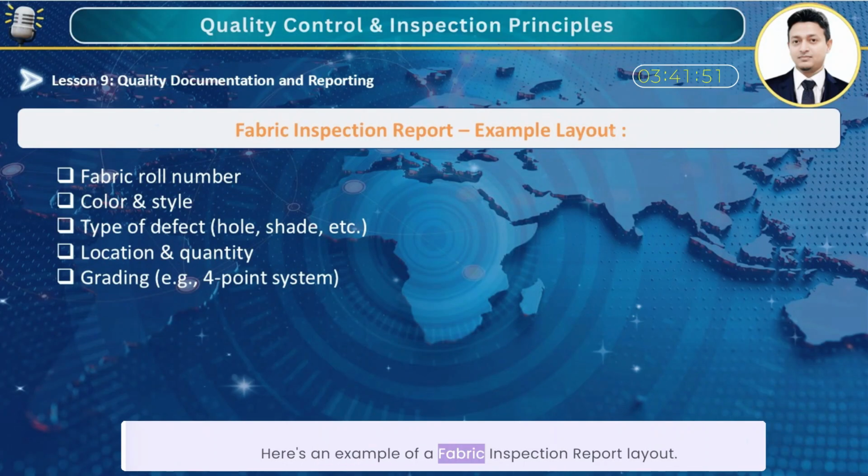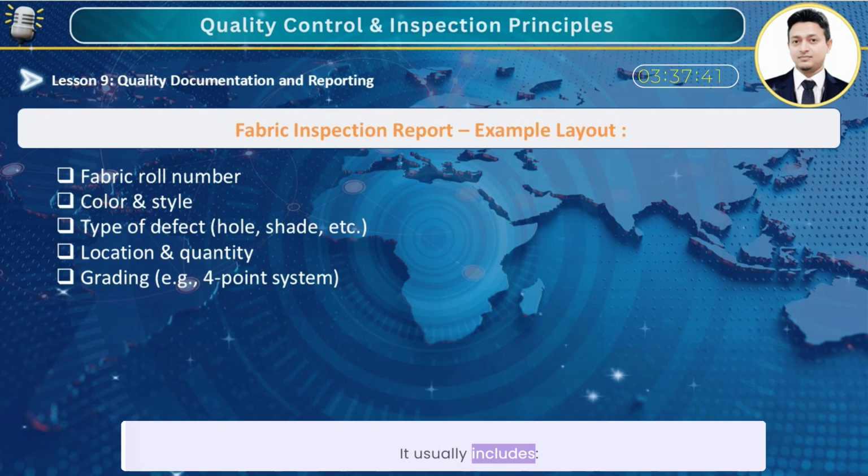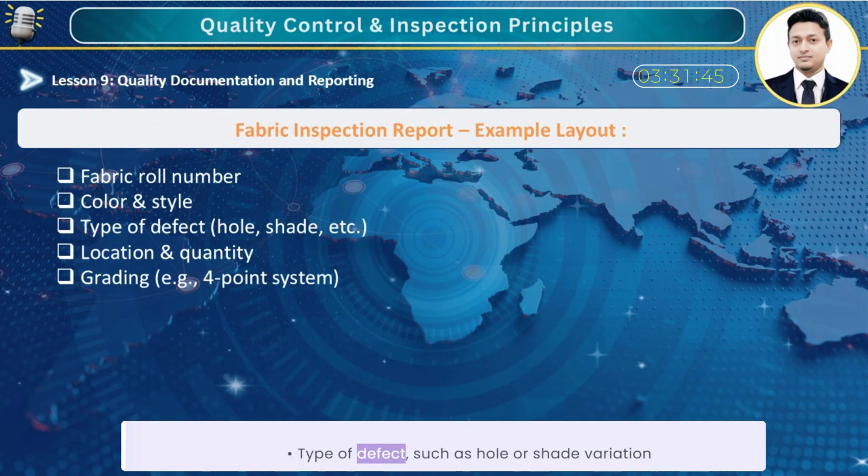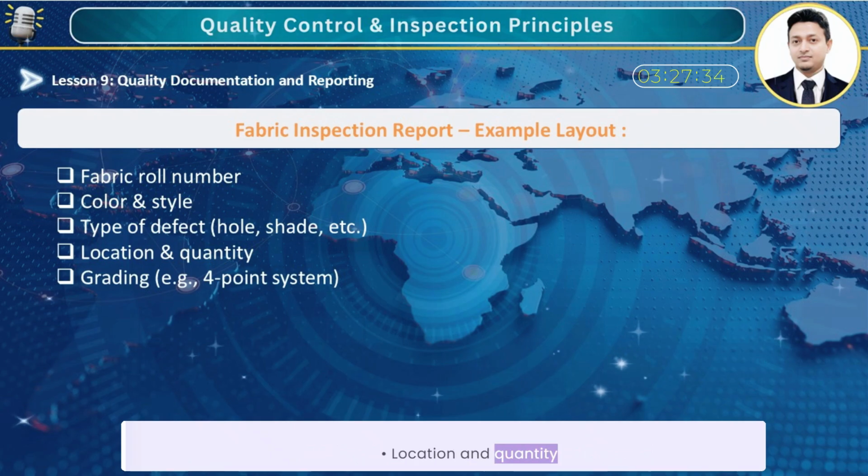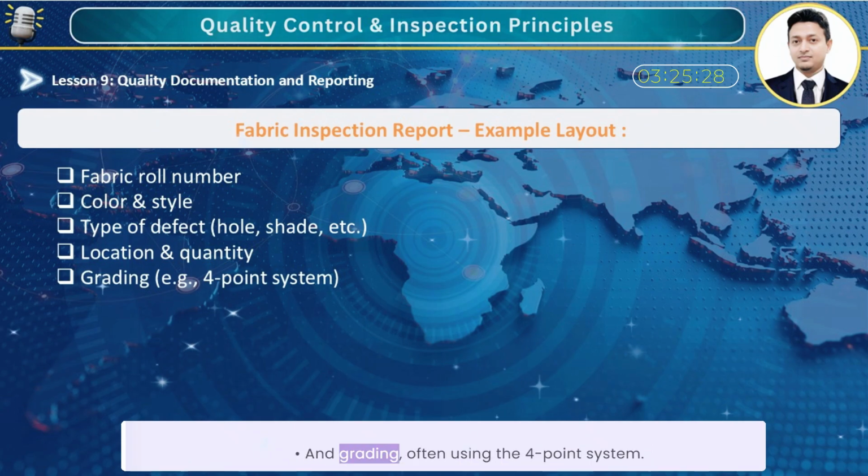Here's an example of a fabric inspection report layout. It usually includes fabric roll number, color and style, type of defect, such as hole or shade variation, location and quantity, and grading, often using the 4-point system.